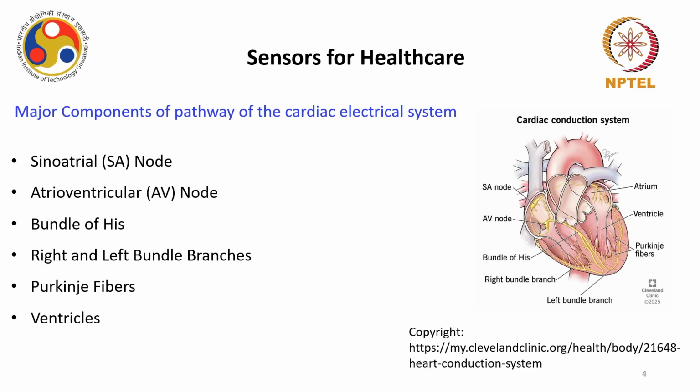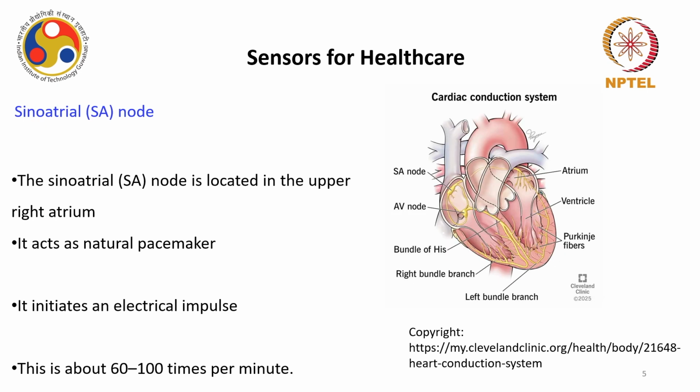atrioventricular node, which is the AV node. Then we have the bundle of His, which is a kind of fiber. We'll see in a while what it is. This has right and left bundle branches. Then we have Purkinje fibers, and finally it goes to the ventricles. So let's see all these components very briefly. We will not go more into the biological part. We are more interested in the kind of signals generated by these cardiac electrical systems.